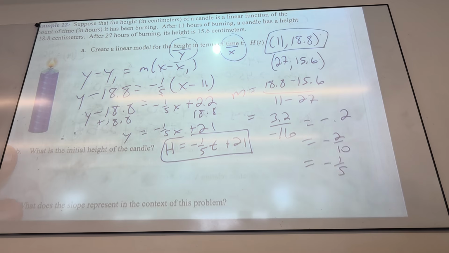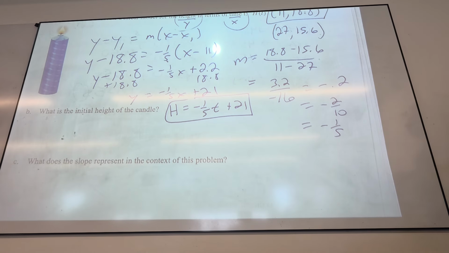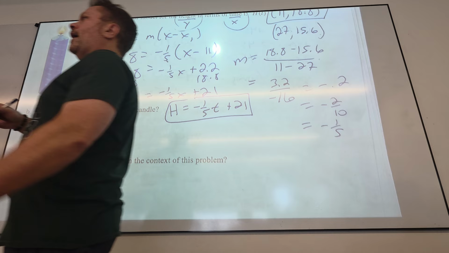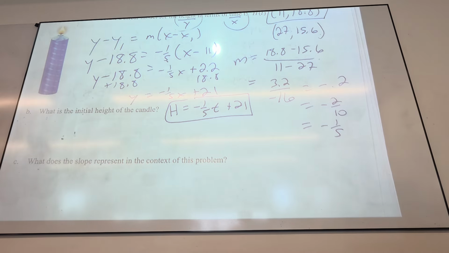Part B, I just noticed. What was the candle's initial height? How tall was the candle before I lit it? How did you know that? When time is 0, no time has passed, it's 21 centimeters tall, right? Centimeters, yes. True. You guys got it with me? And then the other problems we basically did before. I just want to show you how to set up the equation given 2 points of information.